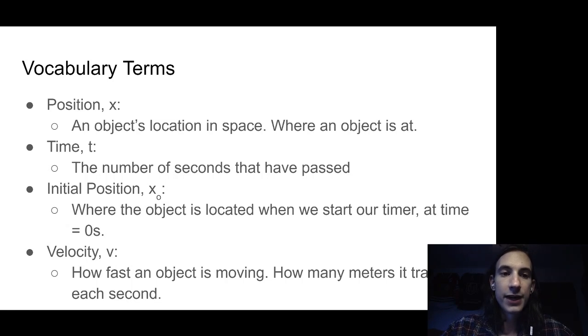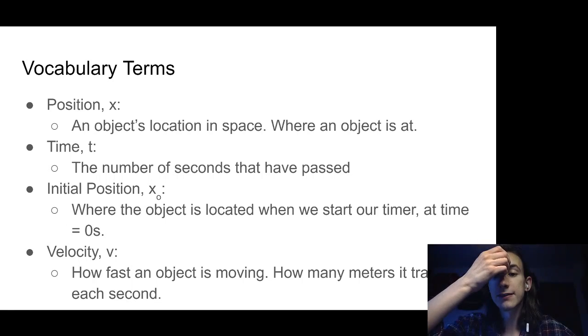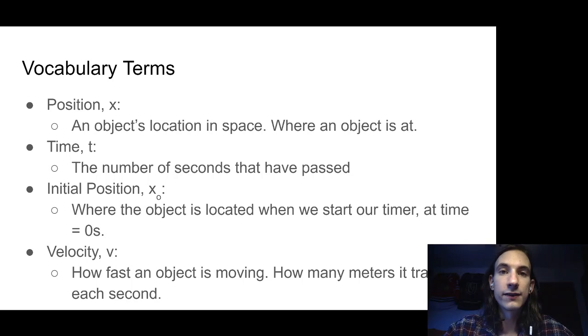So just a few terms before we get started. We have the position, its variable is going to be x, and that just tells us an object's location in space, so where is that object at? Time is pretty good because we use time colloquially, and it means the same thing. Time is just the number of seconds that have passed. To get more into our equations and our terms, initial position, x naught, is where the object is located right when we start our timer. So right when we begin timing, where is our object? Then the velocity, v, is just how fast an object is moving, how many meters it has traveled each second.